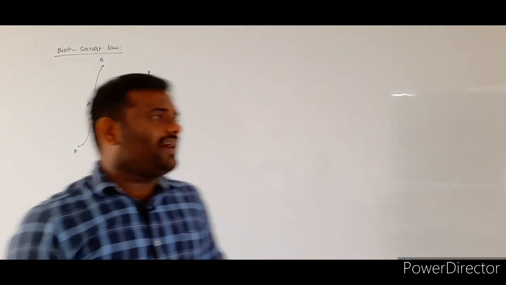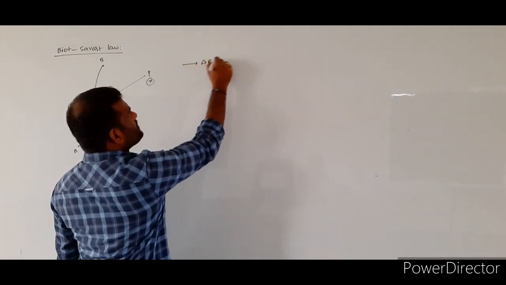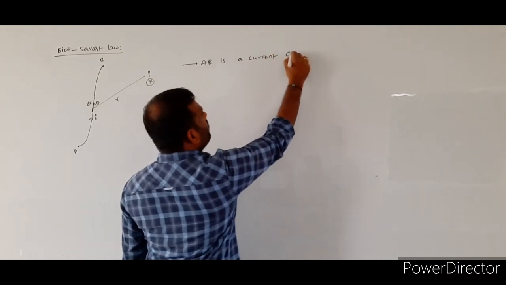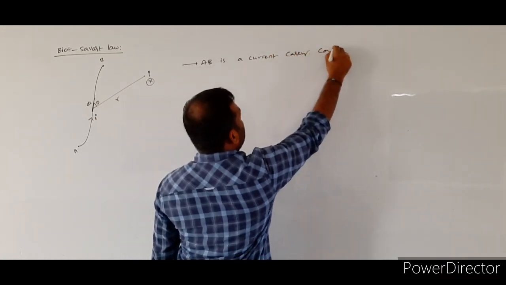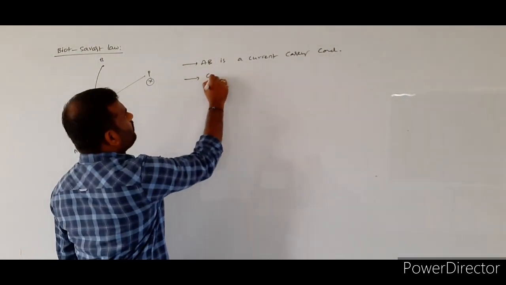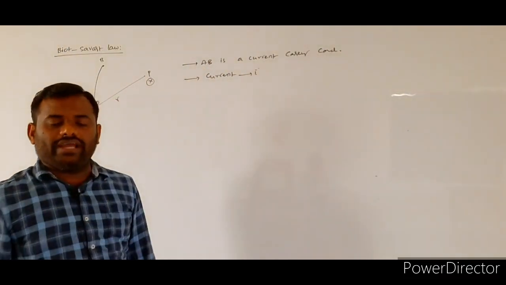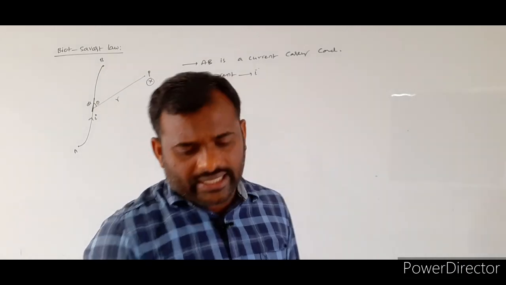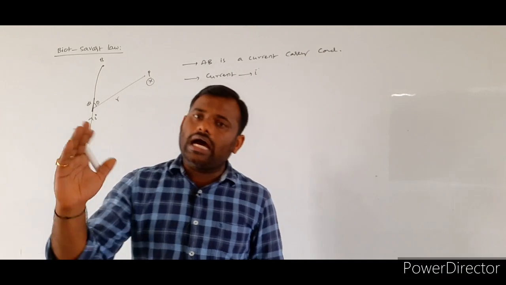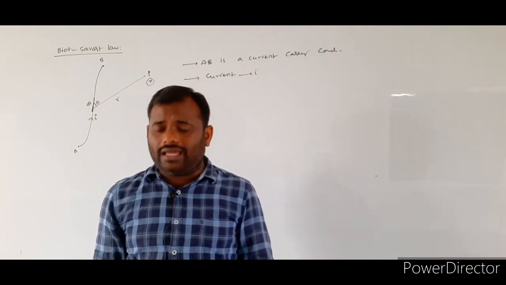So according to the Biot-Savart law, they consider AB is a current carrying conductor. In that current carrying conductor, how much current flows? They assume I amount of current is flowing through the current carrying conductor. So if you go to the basics again, as per the Oersted principle, around the current carrying conductor a magnetic field will be existing.